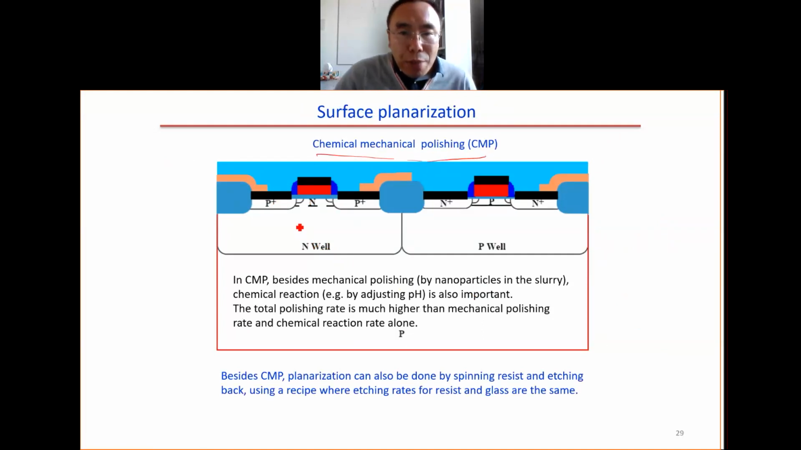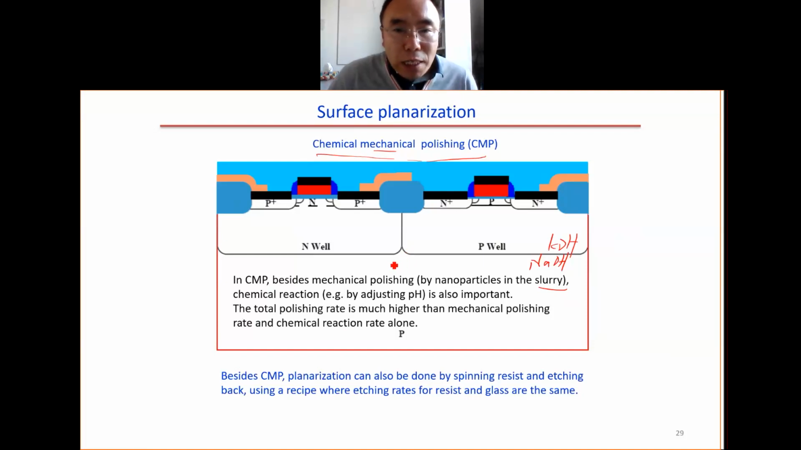So why is it called chemical-mechanical polishing? For chemical, we add some slurry. For instance, we add KOH, so we can make the slurry base, with high pH. Then there will be some chemical reaction. So we have the chemical component. And the polishing itself is mechanical.